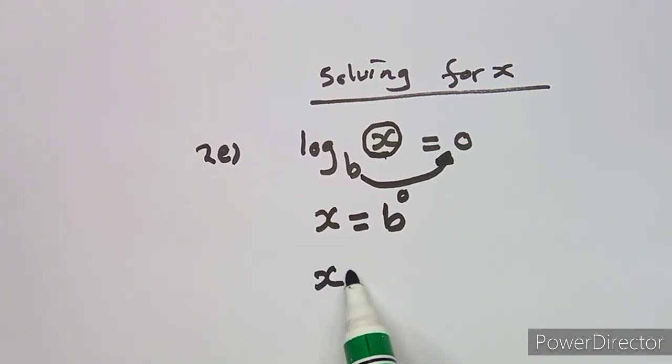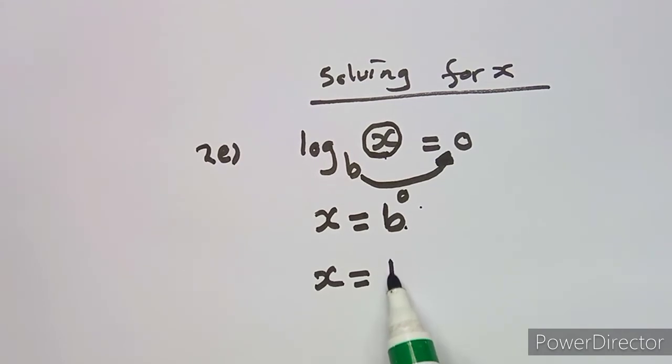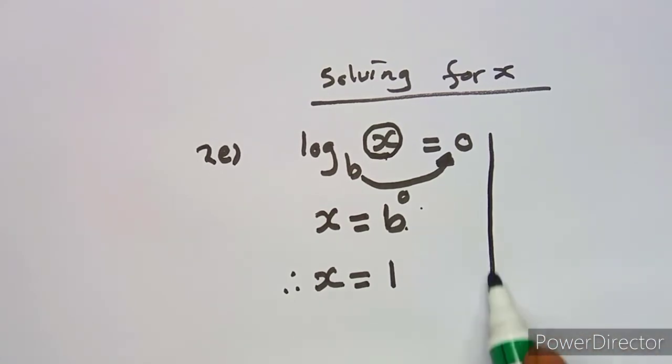So x is equal to, remember, any number to the exponent of 0 gives us a 1. So therefore, x is equal to 1. That is what we are having. So we have calculated the value of x, guys, okay? So as you can see, it's not even much.